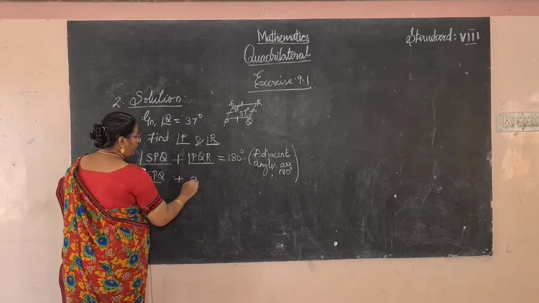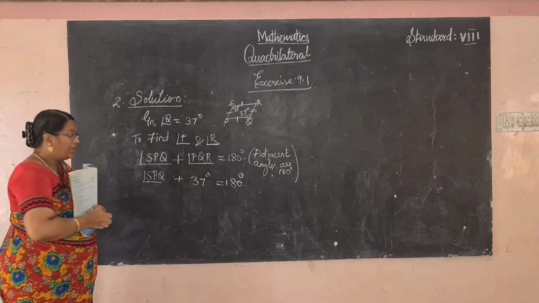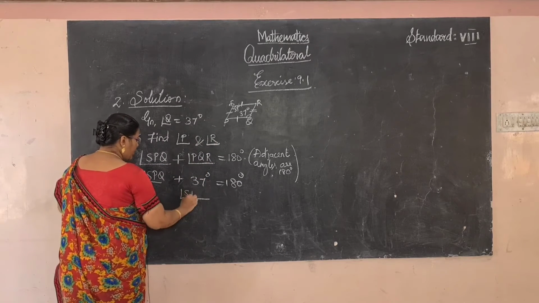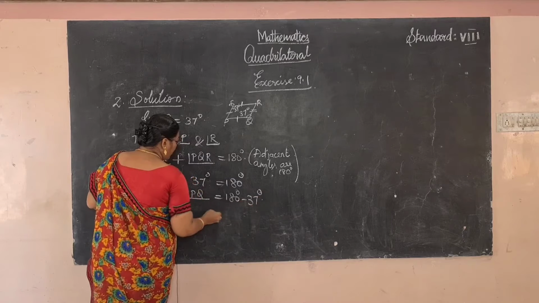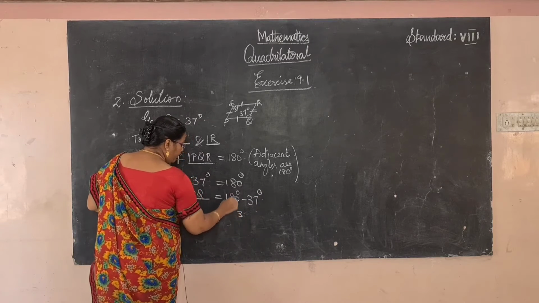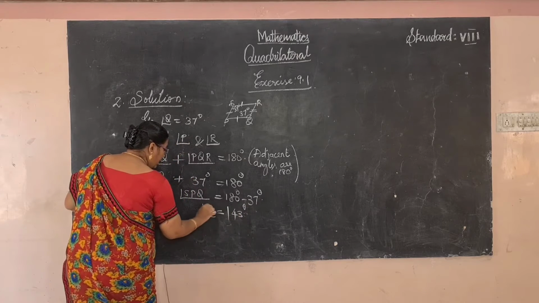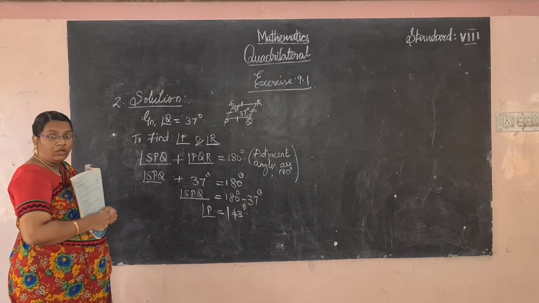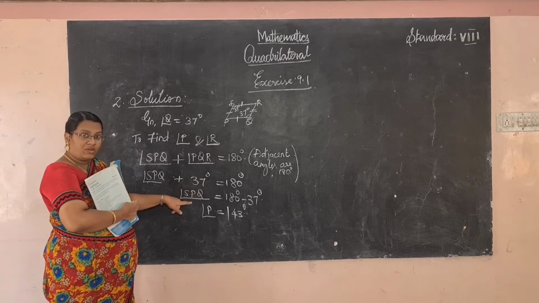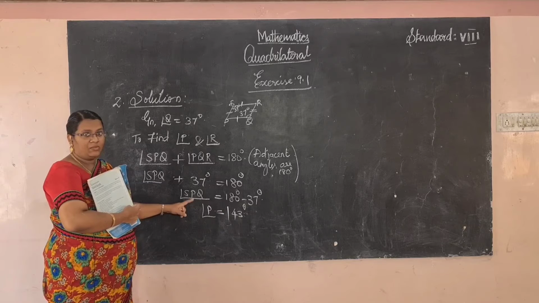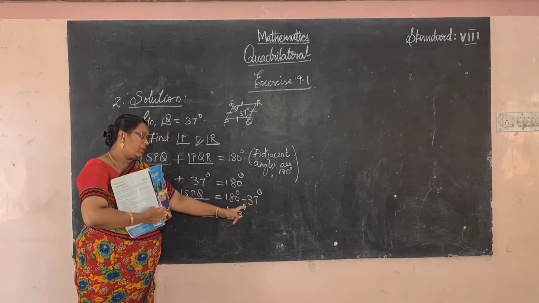one more step I will write, okay, for your convenience. Q value was 37 degrees. Now write SPQ is equal to 180 degrees minus 37 degrees. What do we get? 143. So the angle P is equal to 143 degrees. Angle SPQ means here the angle P is what we have considered. So angle P is equal to 143 degrees.